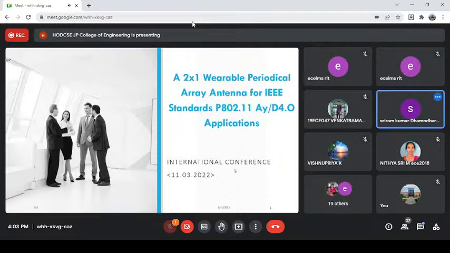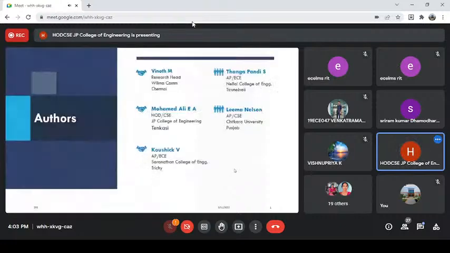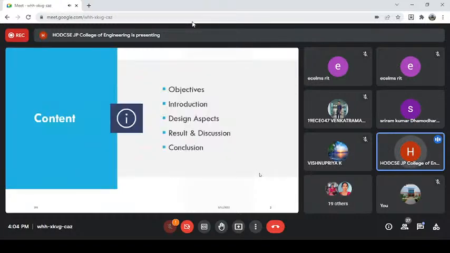Respected chairpersons, students, participants, and faculty members, good evening to all. Our topic is a 2x1 wearable periodical array antenna for IEEE standards P802.11ay D4.0 applications. I am Dr. E.A. Muhammad Ali, HOD. My teammates are Vinod, Kausik, Tangapandi, Lima Nelson. The content of our presentation is objective, introduction, design aspect, result and discussion, and conclusion.